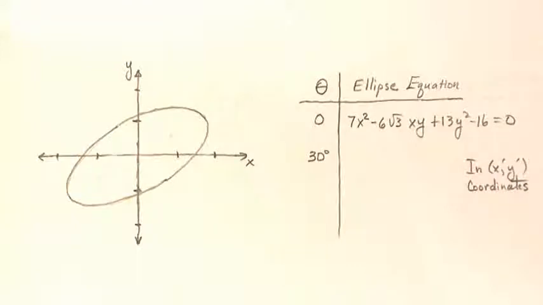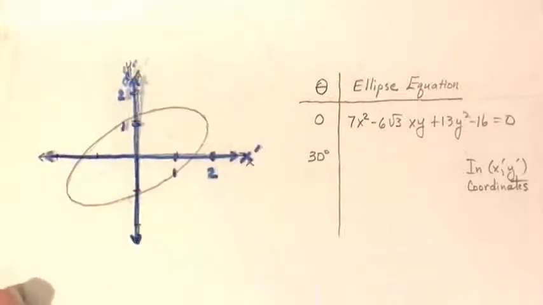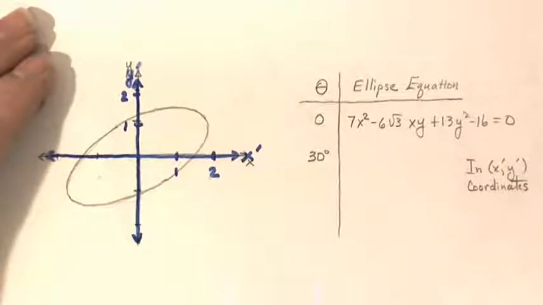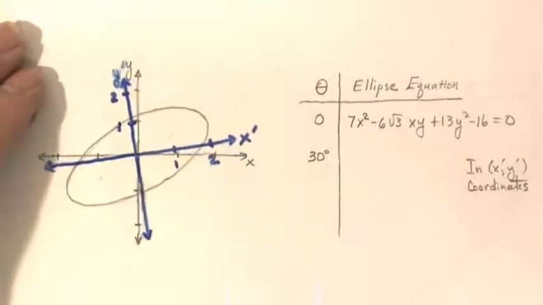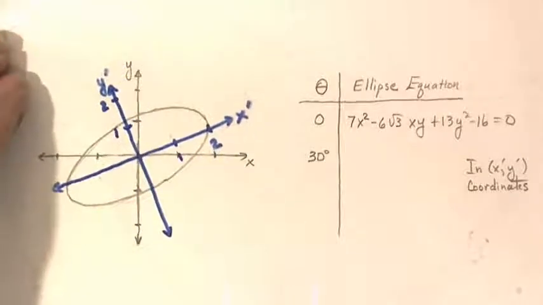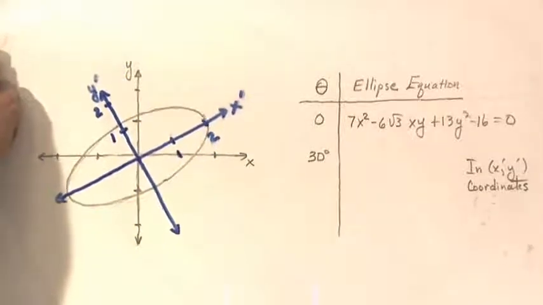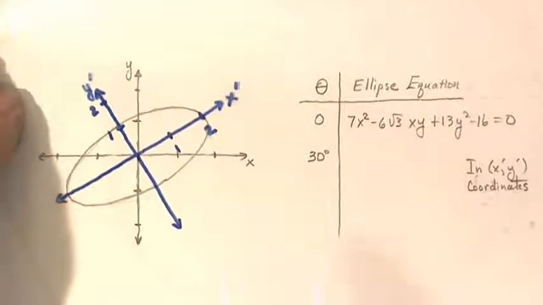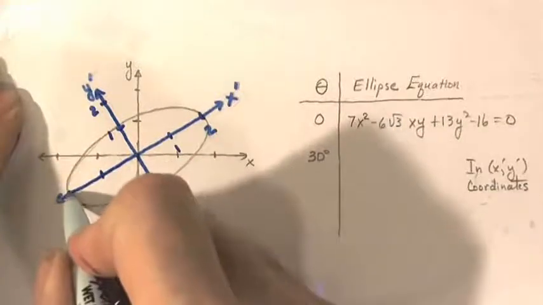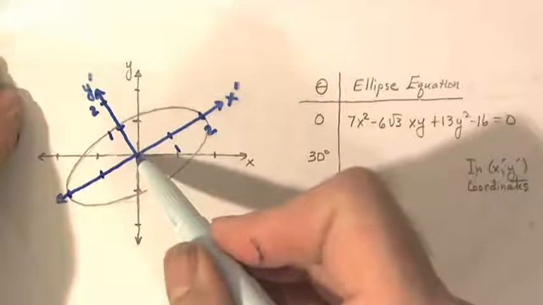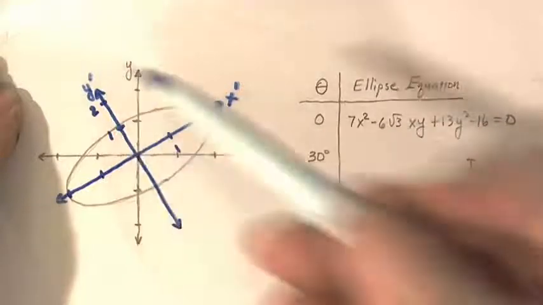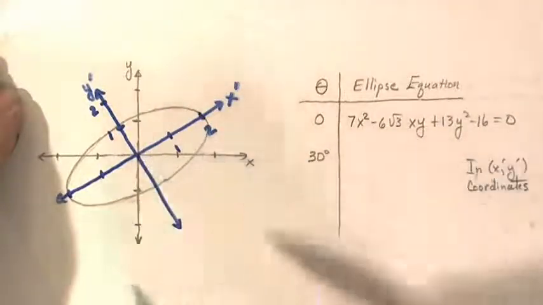Let me show you how we can use rotation of coordinates to make this problem a little bit easier to work with. I'm going to introduce the x primed, y primed again. And if I rotate the x primed, y primed coordinate system like this, I can get it to line up with the major and minor axes of the ellipse. And this would be 1 and this would be 2. Now you can see that the major axis has an a of 2 and a b of 1. And this is actually a pretty simple ellipse.